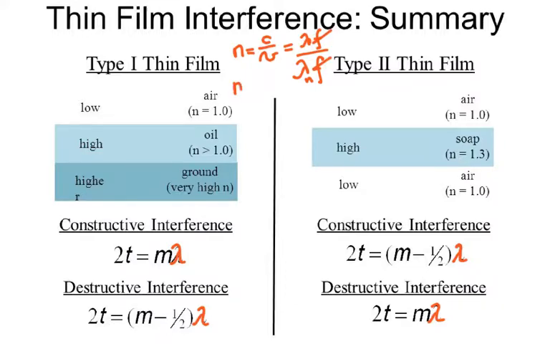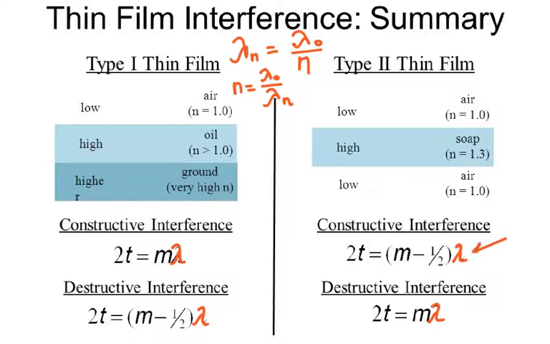So n is equal to lambda in the vacuum over lambda in the medium. So what they mean by lambda in their formula is the wavelength in the medium. So that is this divided by that. This one is not the wavelength in the vacuum, it's the wavelength in the medium. So you have to remember that when you plug this into your formulas.